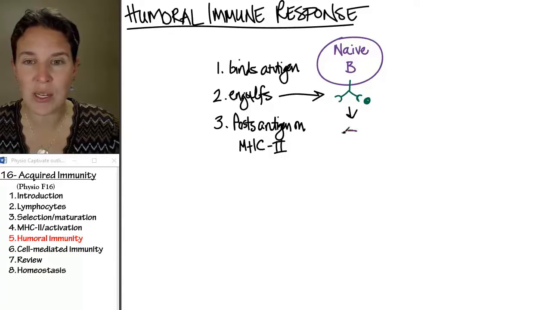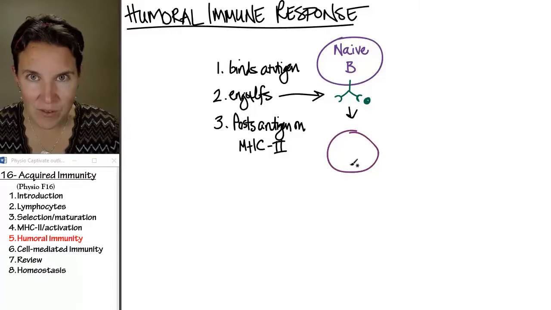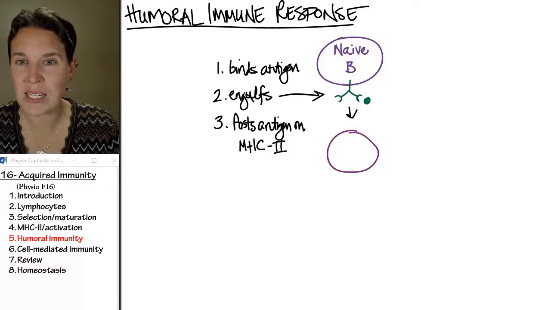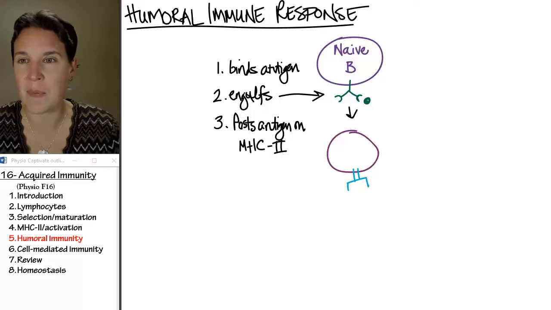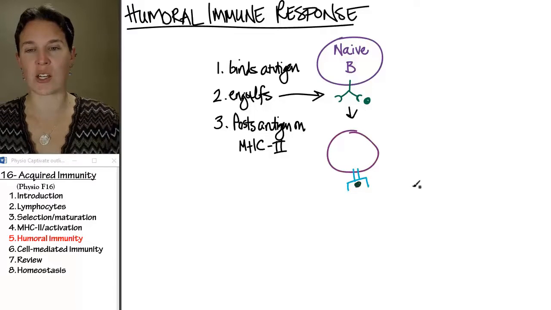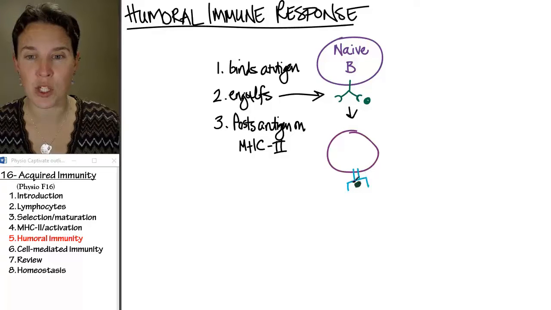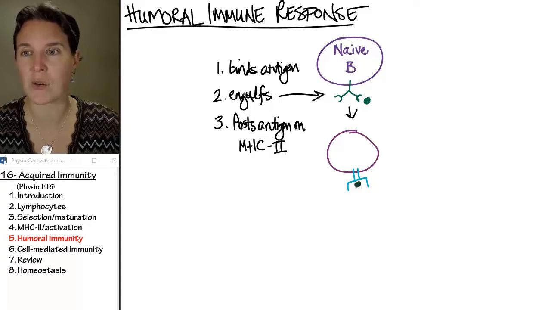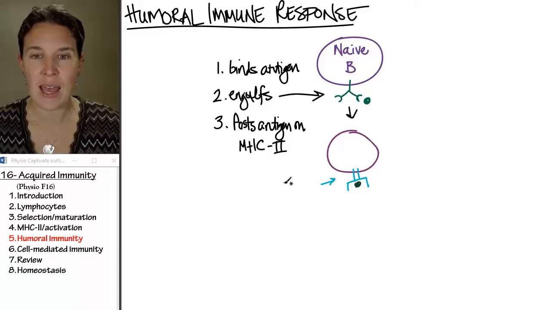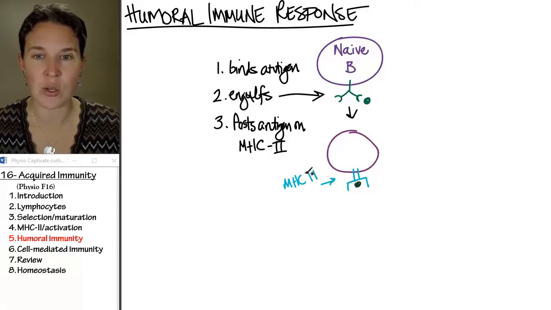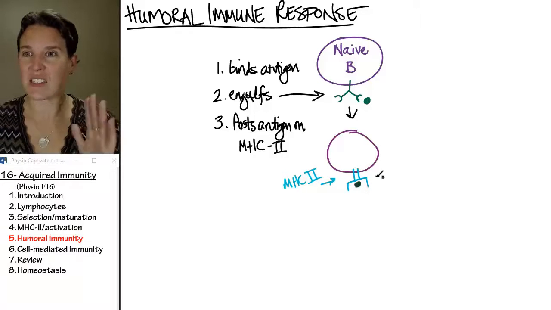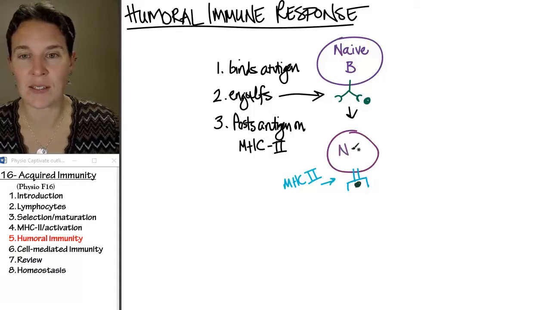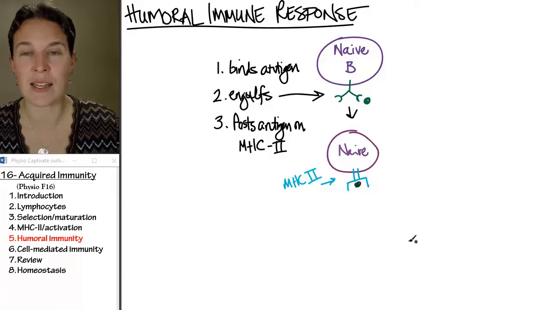I have a new cell. It's still naive, but now I am posting the information on an MHC2 platform. I'm actually posting that antigen. So look, I just posted the antigen on an MHC2 platform. I put two little lines there so you would know that that was MHC2, but maybe I should make a little note of that. MHC2, okay? All right, it's posted its stuff. It's still naive, you guys. It's still naive. Silly, naive little guy.